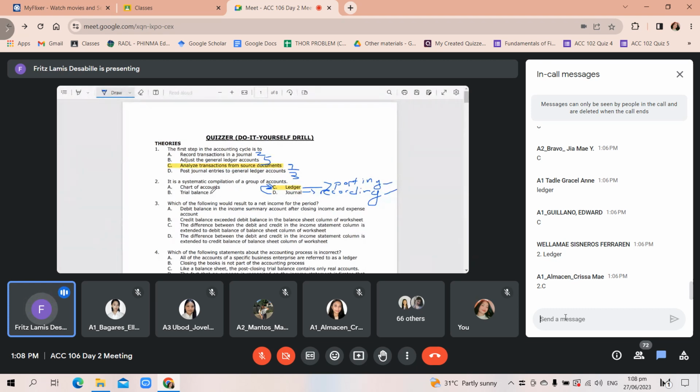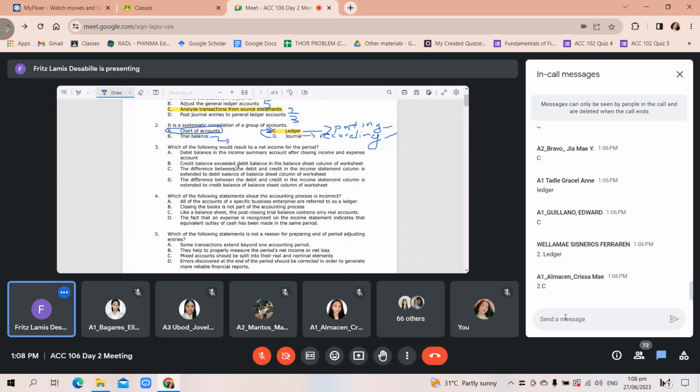Now trial balance, that's in its own step. And again, chart of accounts is just a guide, where we see where accounts are classified and where the accounts of the company should be presented. Okay.